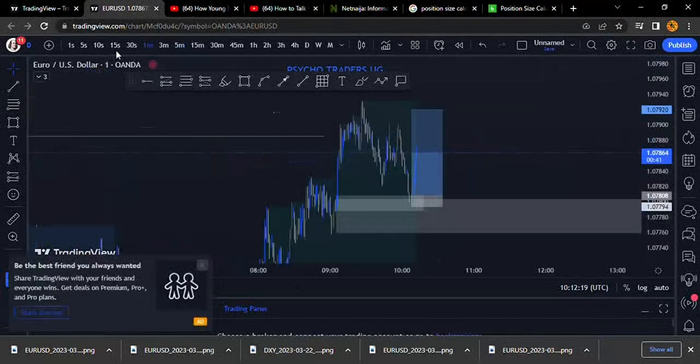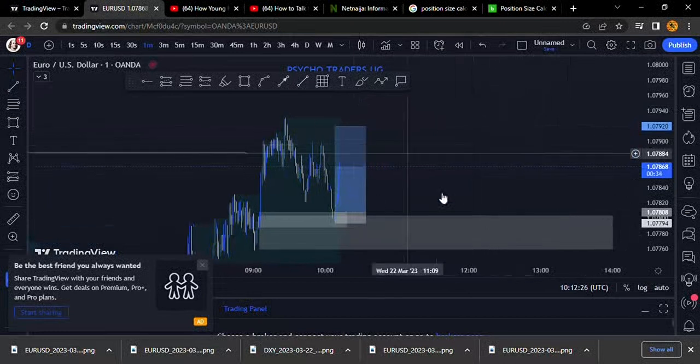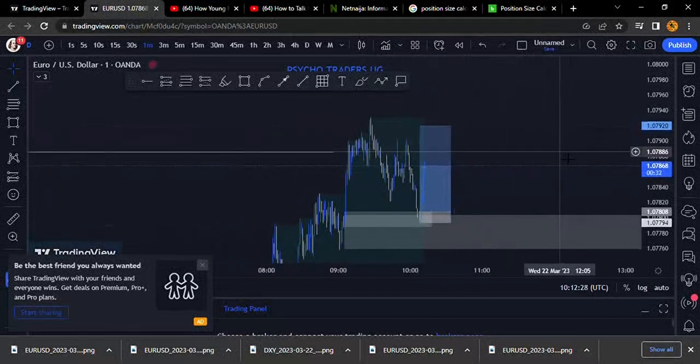Okay, hello guys, I hope you're doing well. So I wanted to showcase this trade right here that I've taken on Euro USD, though it has been a fast trade.